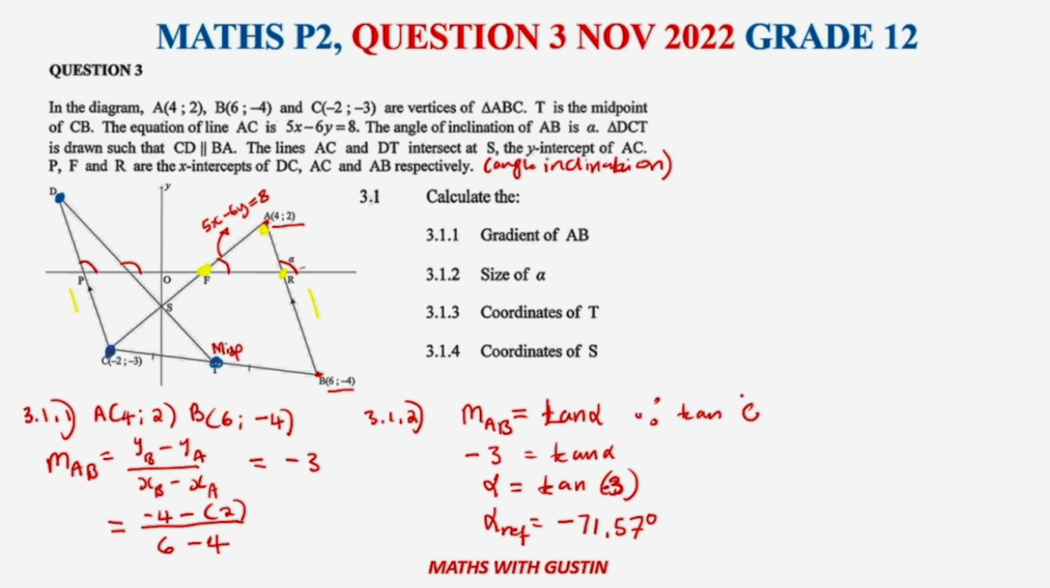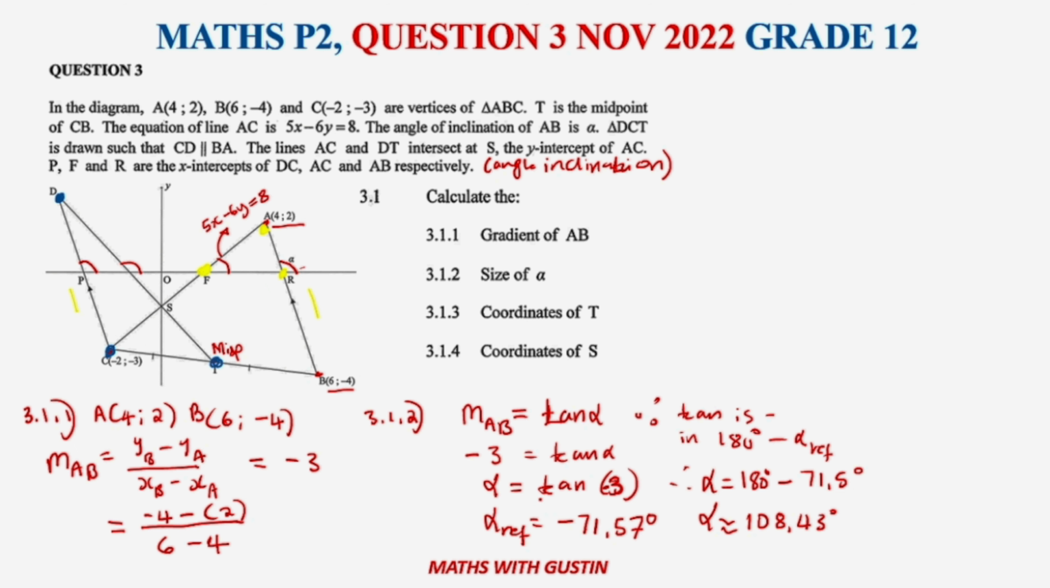Let me rather write what I'm saying here. Tan is negative in quadrant 180 minus whatever the angle we are getting. You see why I wanted to take out this negative here. So therefore our alpha is going to be equal to, this is alpha reference, I'm sorry about that, 180 minus 71.57. So therefore our proper angle will be equal to 108.43.